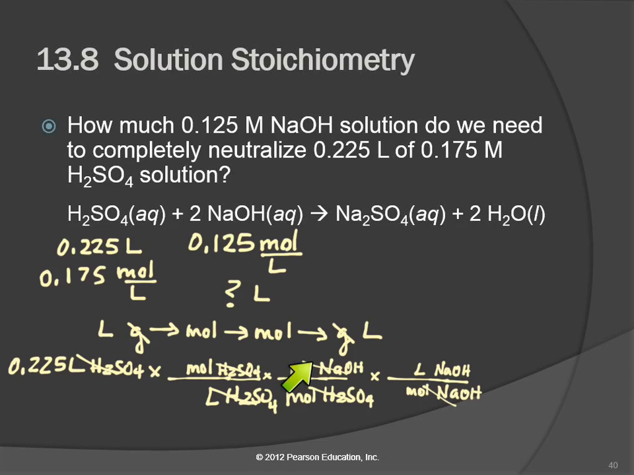The middle term, where I left no room for numbers, those numbers come from the balanced chemical equation, the mole ratio. 1 mole of sulfuric acid reacts with 2 moles of sodium hydroxide. So 2 moles, and this is 1 down there.